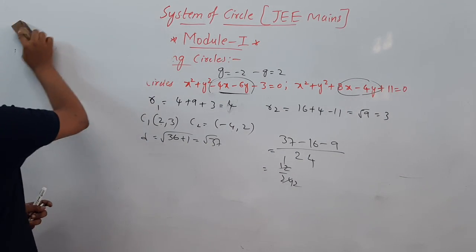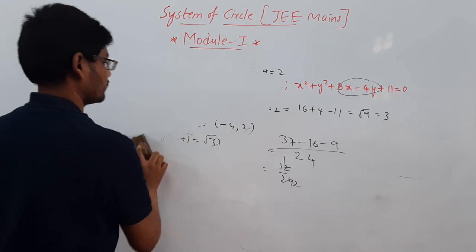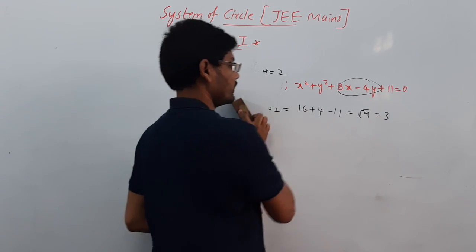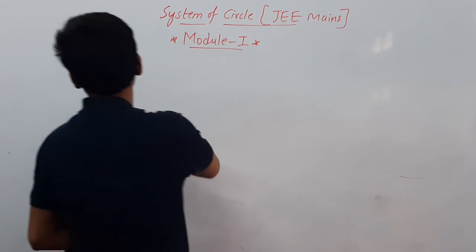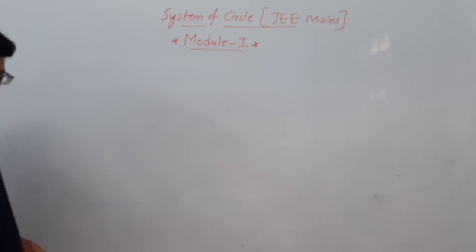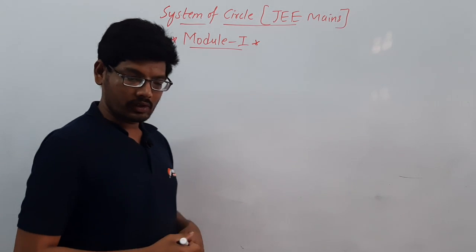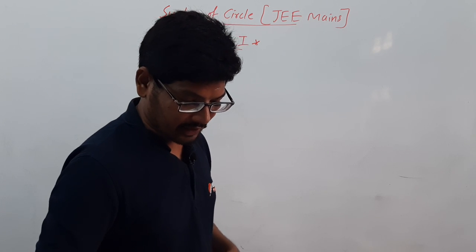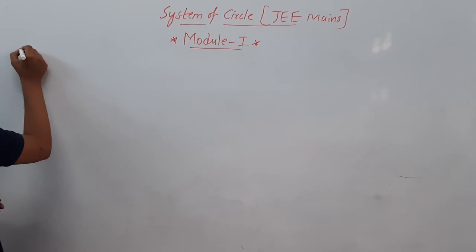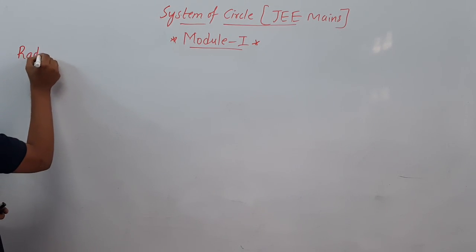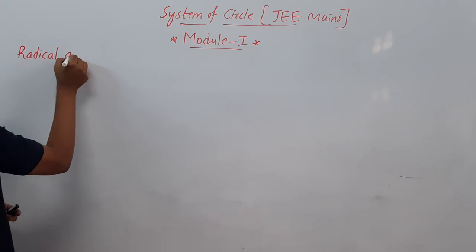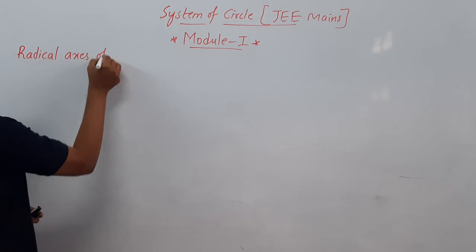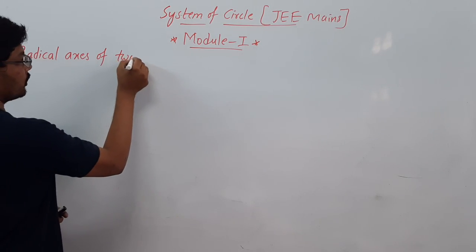And the next topic is radical axis of two circles.